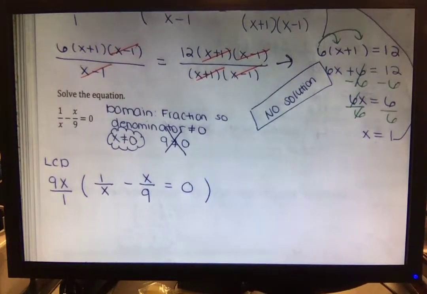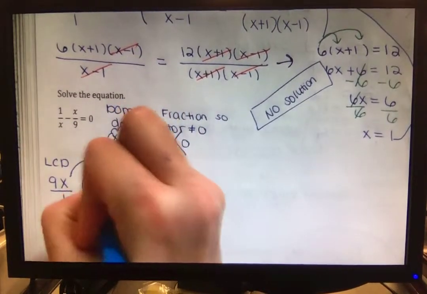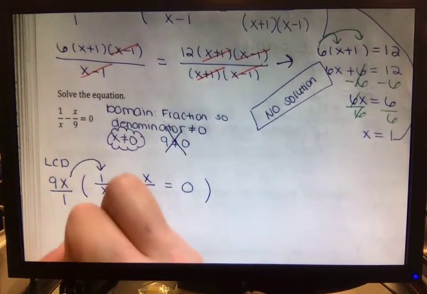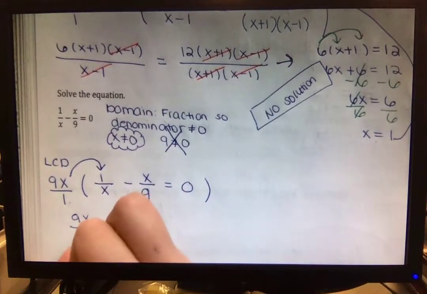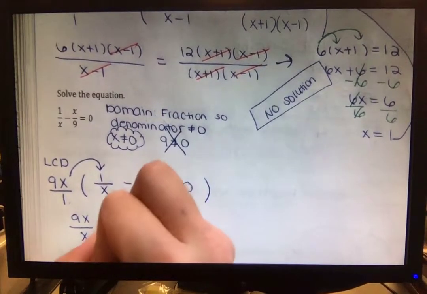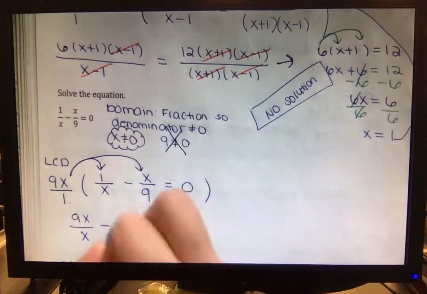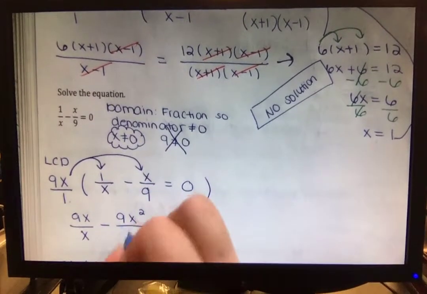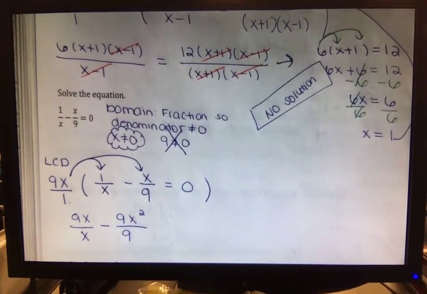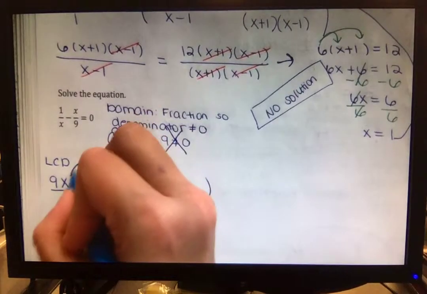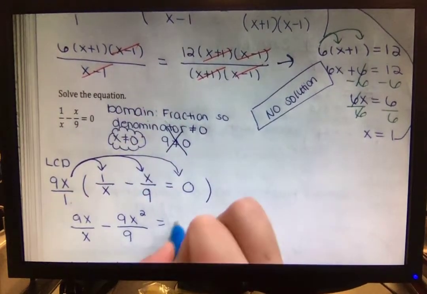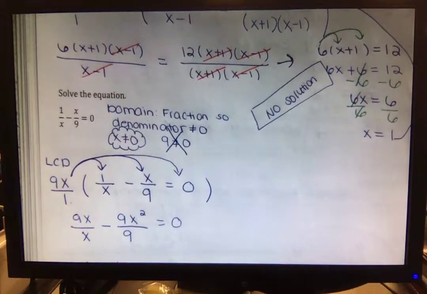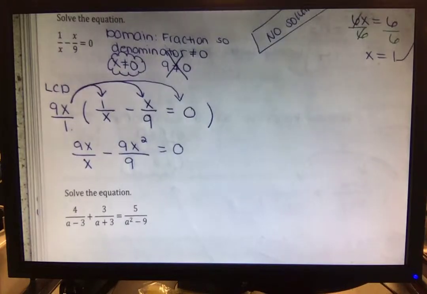Remember, it's like 9x over 1, so whenever we multiply, we're multiplying straight across. Distributing 9x times 1. 9x over 1 times x is x. Minus 9x times x. 9x squared over 1 times 9 is 9. Equals 0 times 9x. Just 0.